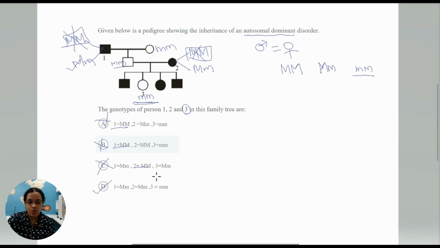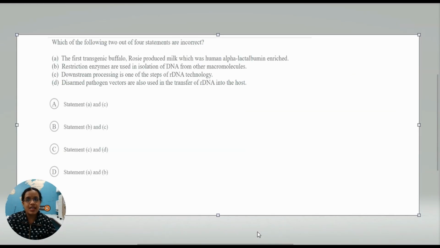Hope this answered your question. Now let's go to the next question. So it states: which of the following two out of four statements are incorrect?